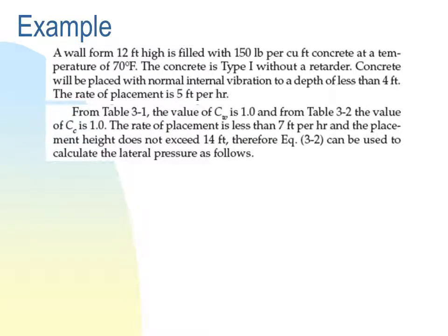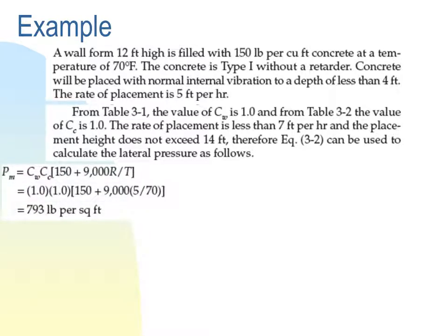So CW is simply 1 because it's 150 pounds per cubic foot. We have no admixtures used, so CC is 1. And because our conditions satisfy the first condition, we are talking about the chemistry coefficient multiplied by CW times 150 plus 9000 R over T. So this will give us 793.